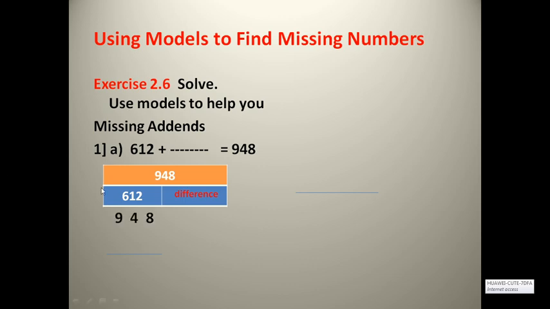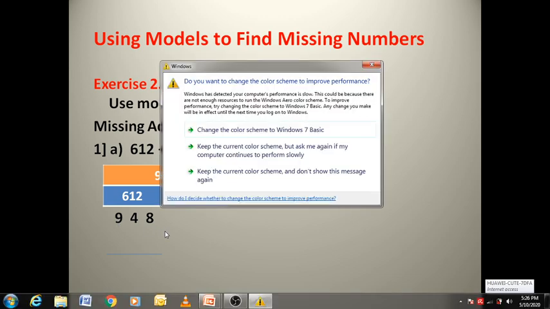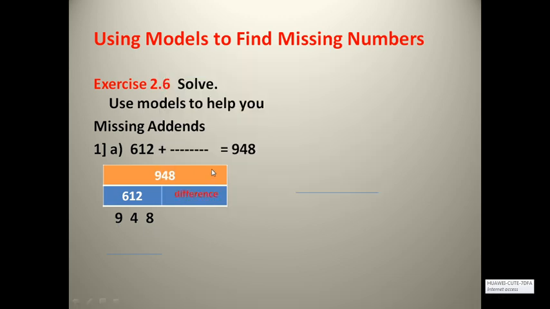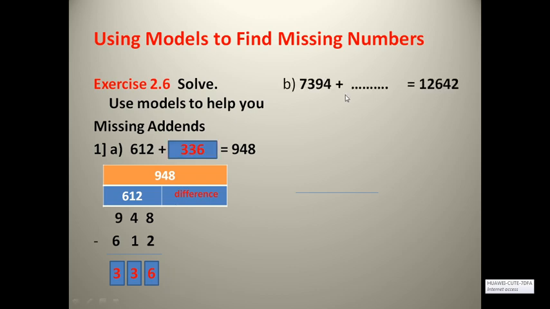So I write it here, 948 minus 612, and I start to subtract. Subtract 2 from 8, it is 6, 1 from 4, yes 3, and 6 from 9, it will be 3. So this is the missing addend. Now here again we have a missing addend. So here we have plus, and here we have a number, and here only also a number.